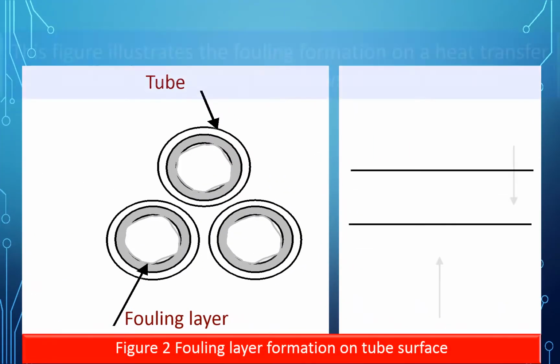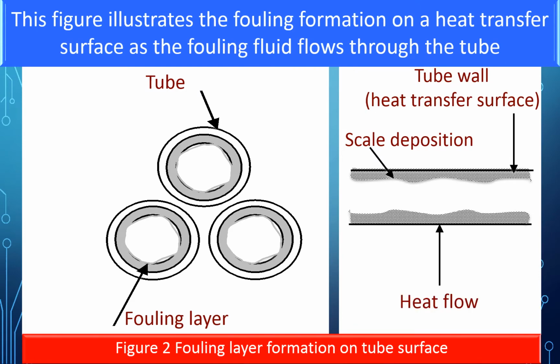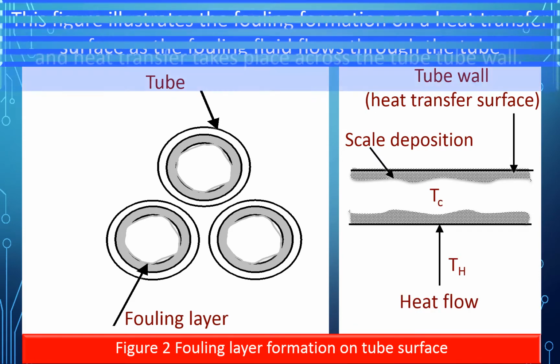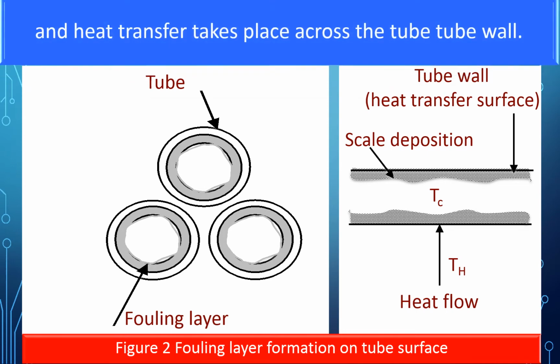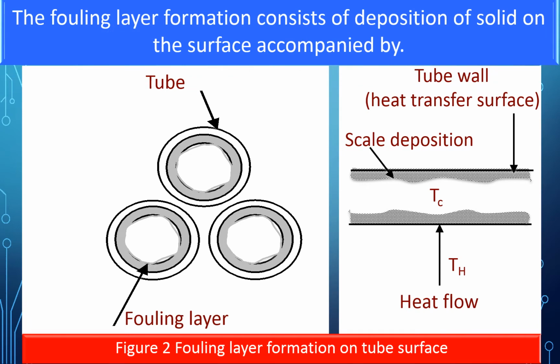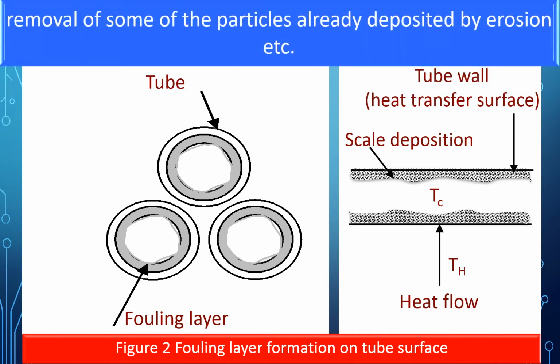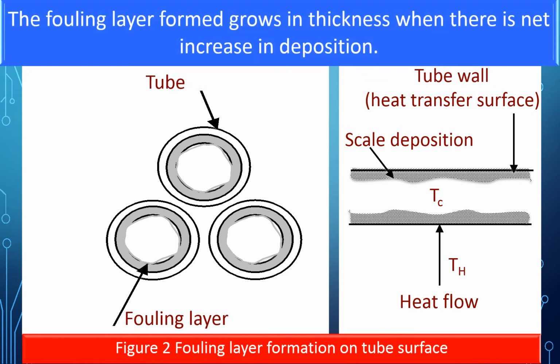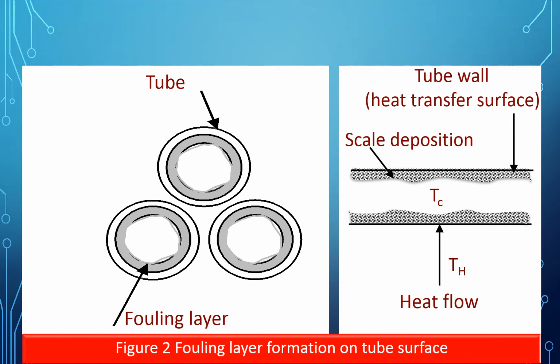This figure illustrates the fouling formation on a heat transfer surface as the fouling fluid flows through the tube and the heat transfer takes place across the tube wall. The fouling layer formation consists of deposition of solid on the surface accompanied by removal of some of the particles already deposited by erosion, etc. The fouling layer formed grows in thickness when there is a net increase in deposition.